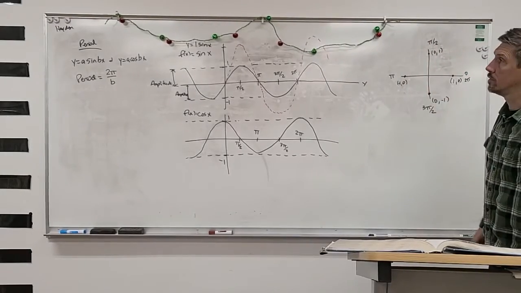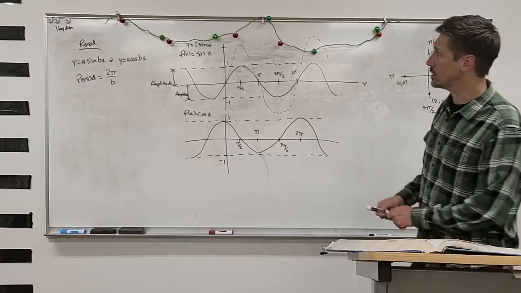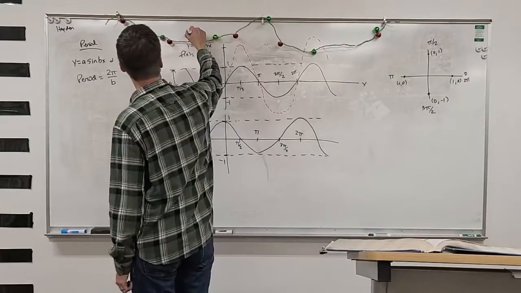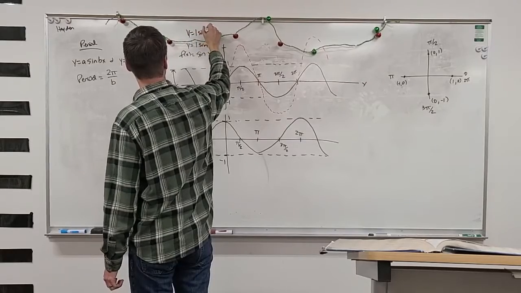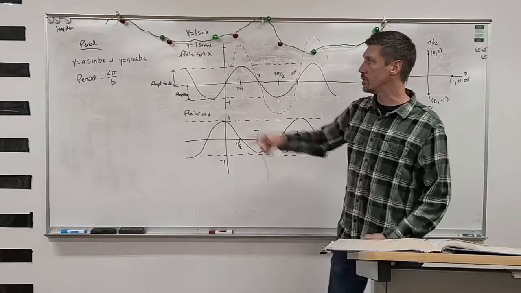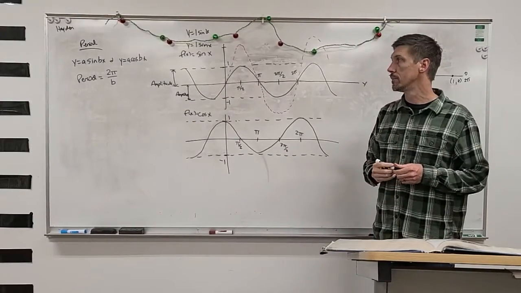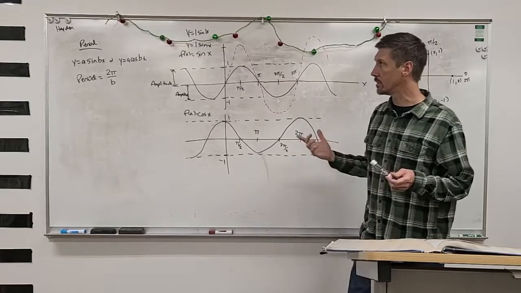Okay? So in our case here, like we've already said, the period is 2 pi, which makes sense because I could rewrite this guy as y equals 1 sine 1x, right? So our b value is 1, and 2 pi divided by b, 2 pi divided by 1, is just 2 pi.